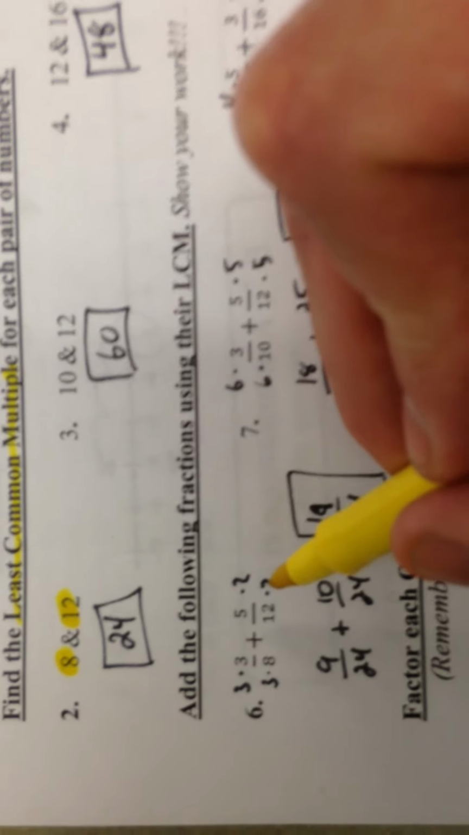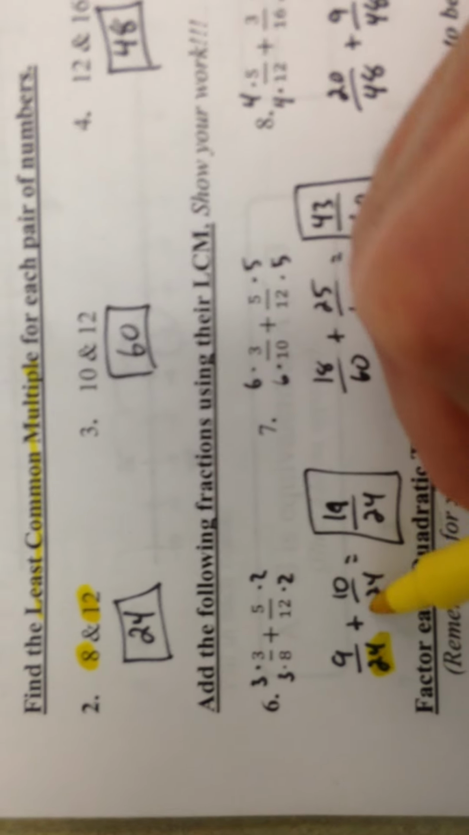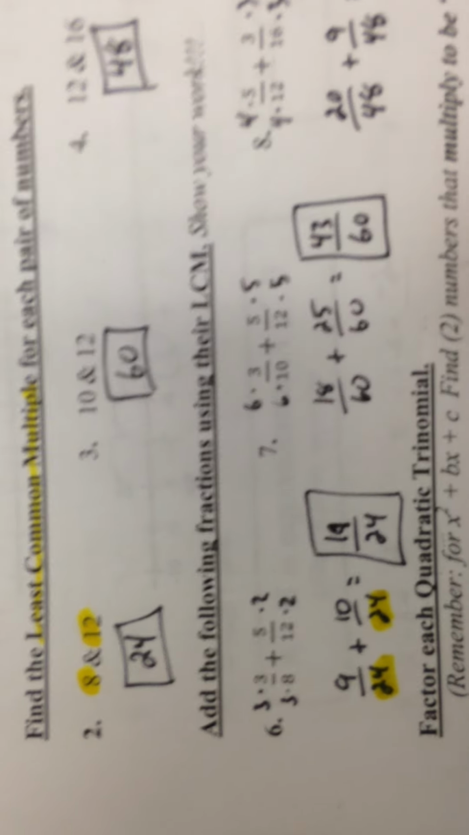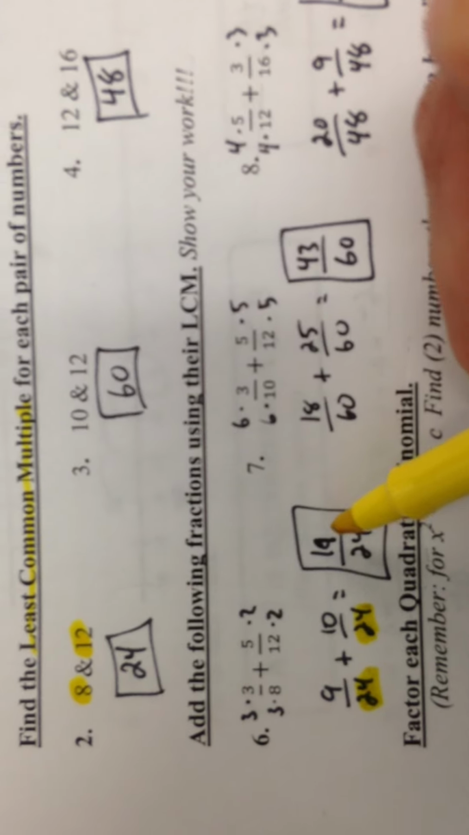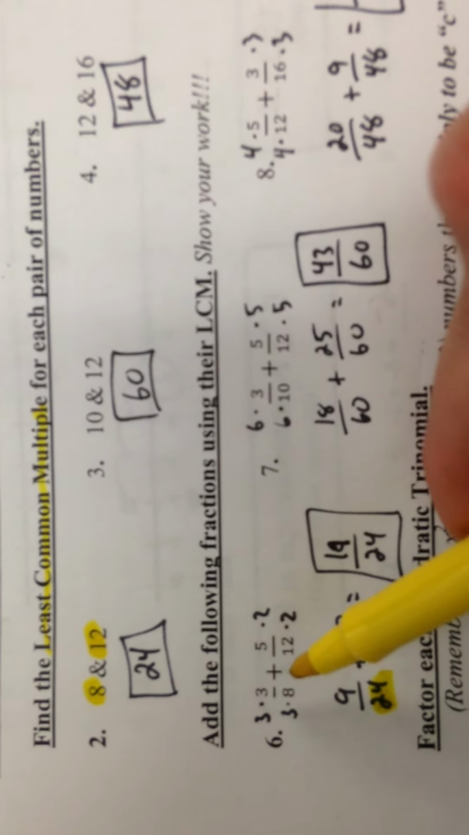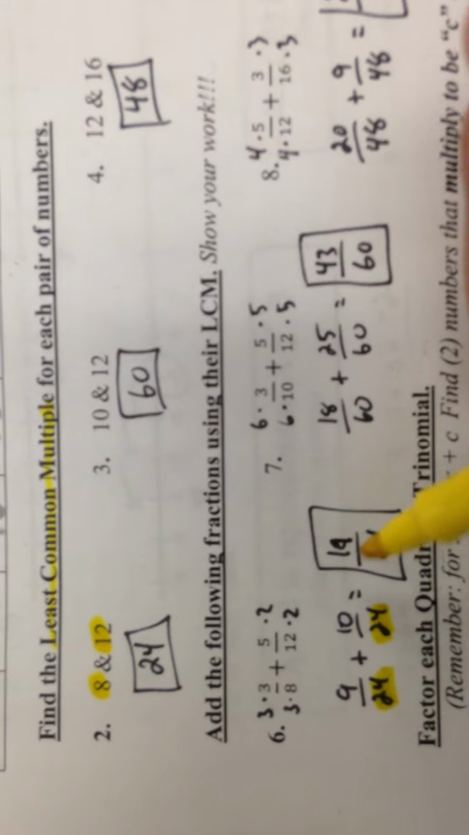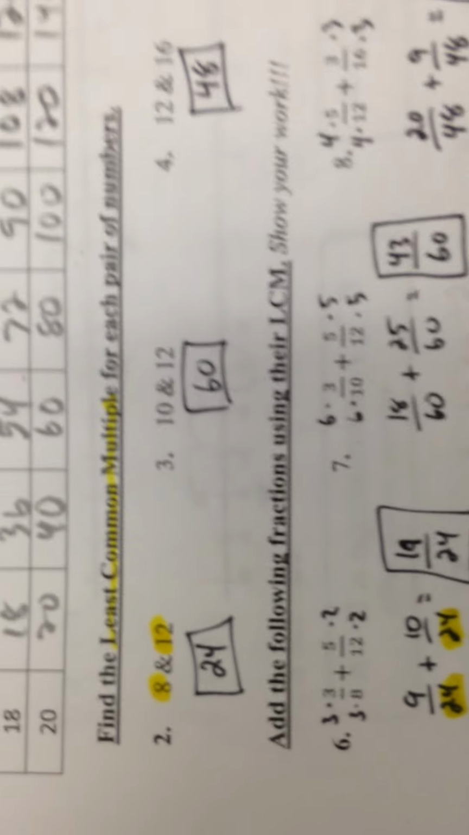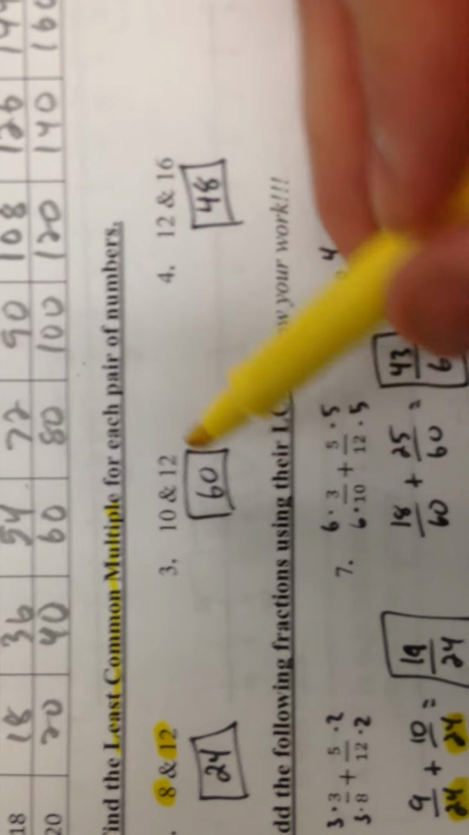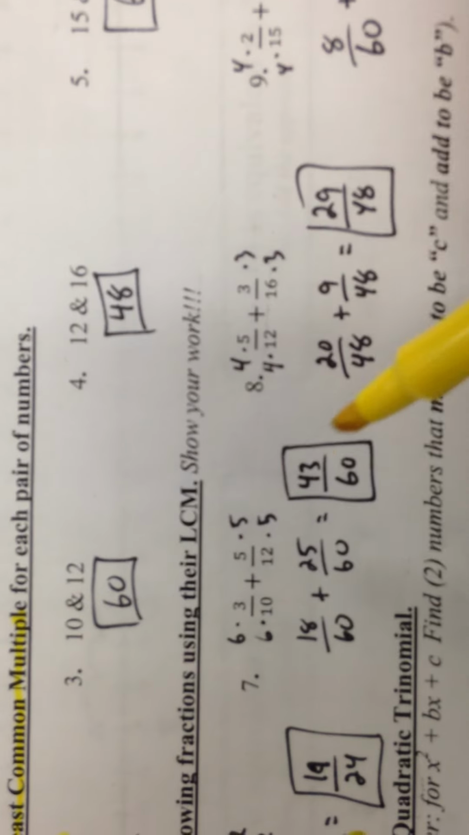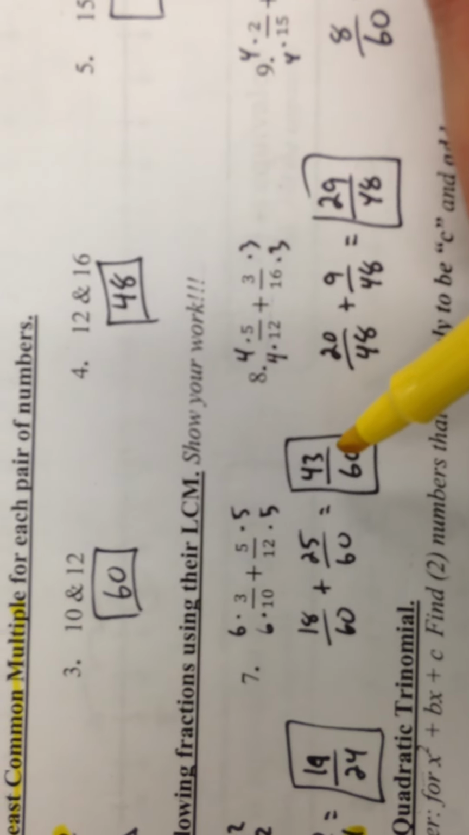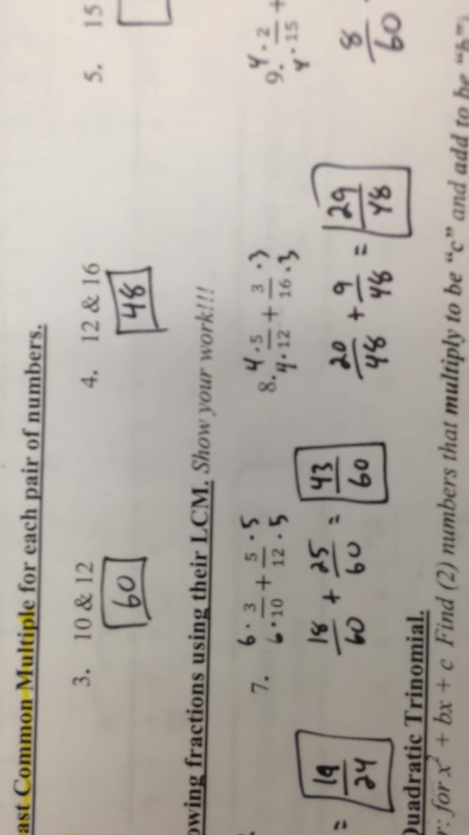We use the least common multiple to make common denominators when we're adding fractions, and we call that the least common denominator. And then we can add fractions with unlike denominators by making them like denominators and then adding the numerators. Least common multiple of 10 and 12 is 60. That allows us to add 3/10 plus 5/12 to get 43/60.